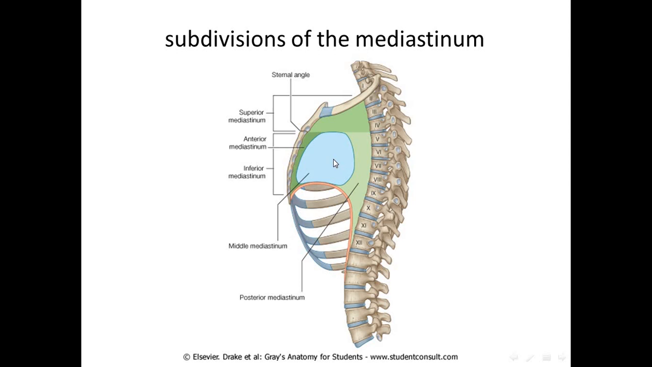This illustration here shows the subdivisions of the mediastinum. So this is almost the level of the thoracic plane. Superior to this plane is the superior mediastinum, and inferior to this is the inferior mediastinum. And then the inferior mediastinum is divided by the pericardium into anterior, middle, and posterior mediastinum. We will know shortly the structures that are contained within each of these spaces.